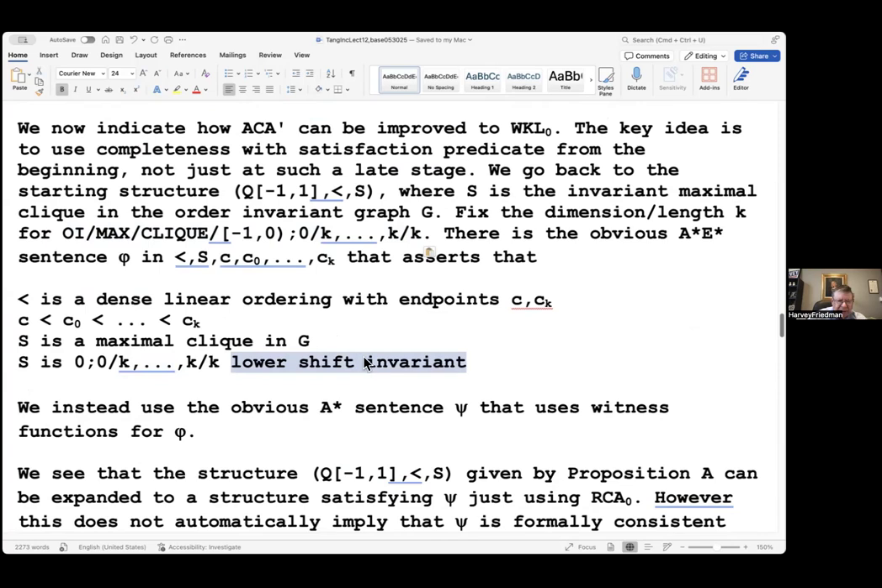invariant. Yeah, sorry. Now we instead use the obvious A star sentence. This just means a block of universal quantifiers. And this means a block of universal quantifiers followed by a block of existential quantifiers.